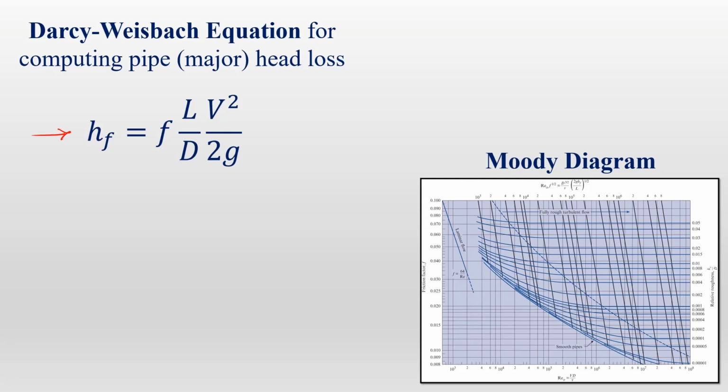f is the friction factor, L is the length of the pipe, D is the diameter of the pipe, V is velocity, and g is acceleration due to gravity. Now, one variable that is very important to be able to find in the Darcy-Weisbach equation is f, or the friction factor.